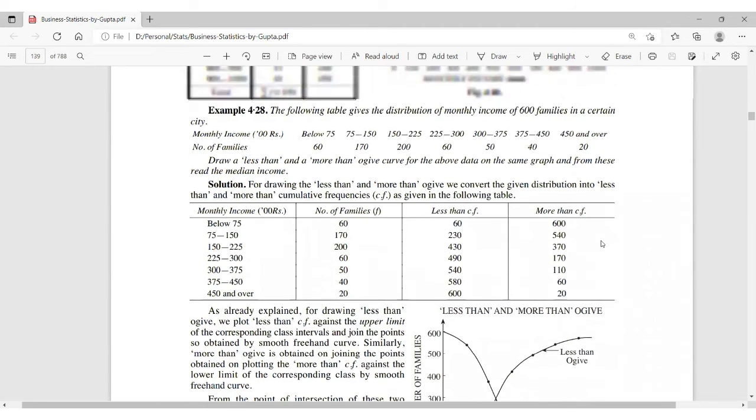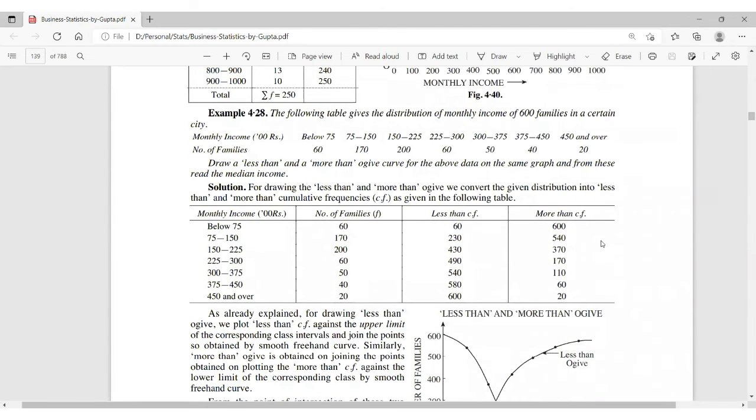Now in this example we have to make the less than as well as the more than curve. Below 75 there are 60, 75 to 150 there are 170, 150 to 200 and so on. This data is given. We have to find both, the less than curve and the more than curve, right?